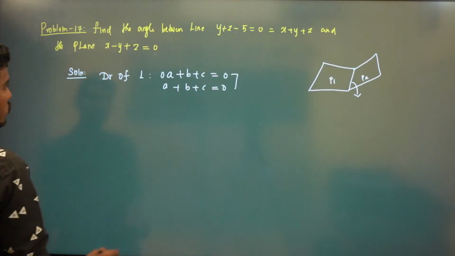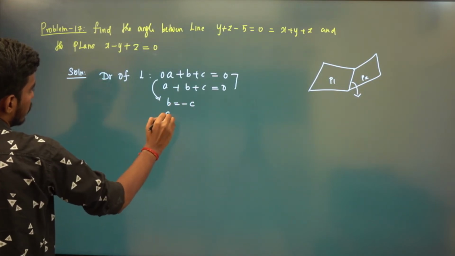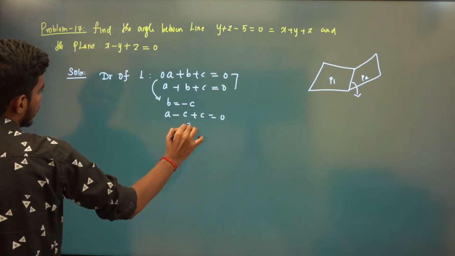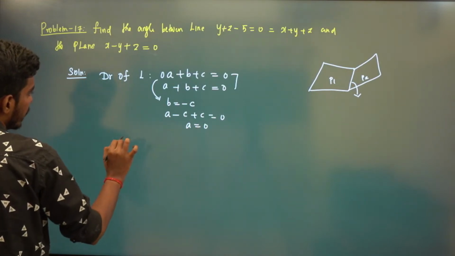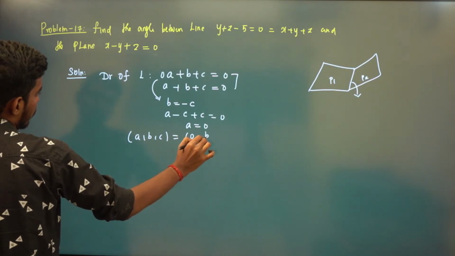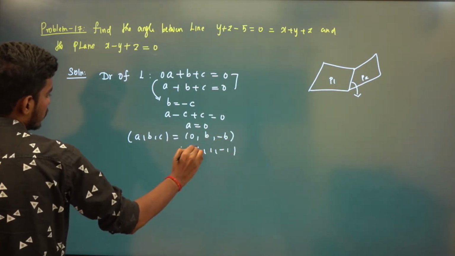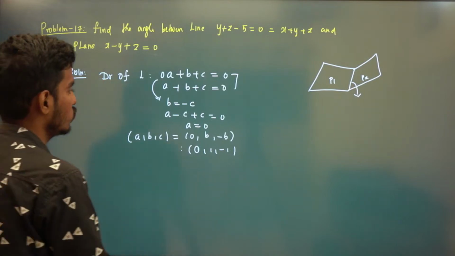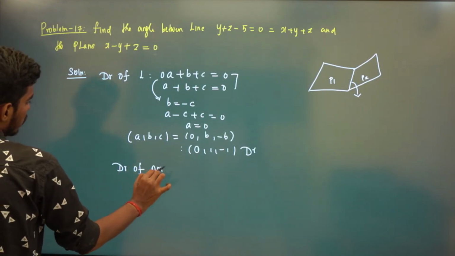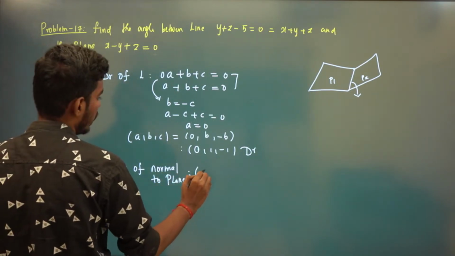Now, what is the direction ratio? Solve for A, B, C. From here, you have B is equal to minus C. So we have A minus C plus C is 0, because B is minus C, A is 0. So A is 0, B is minus C. So A, B, C will be: A is 0, let us say B, C is minus B. So 0, 1, minus 1 is our direction ratio, right? And what about the direction ratio of the normal to the plane? It is 1, minus 1, 1.